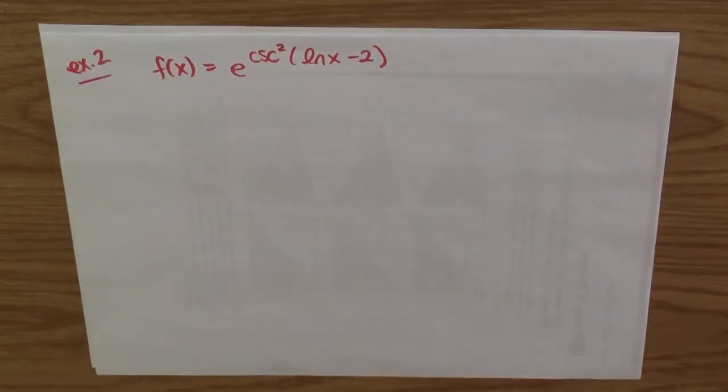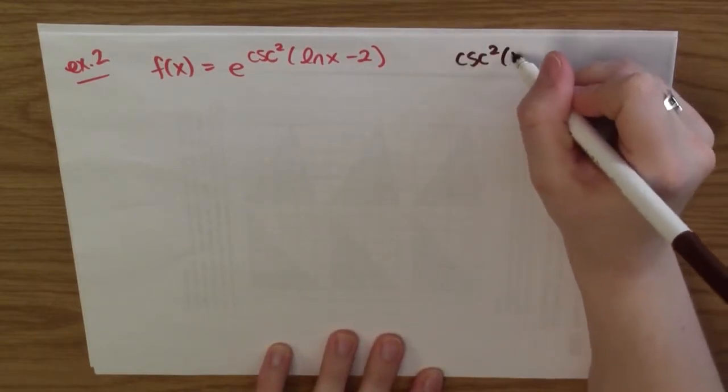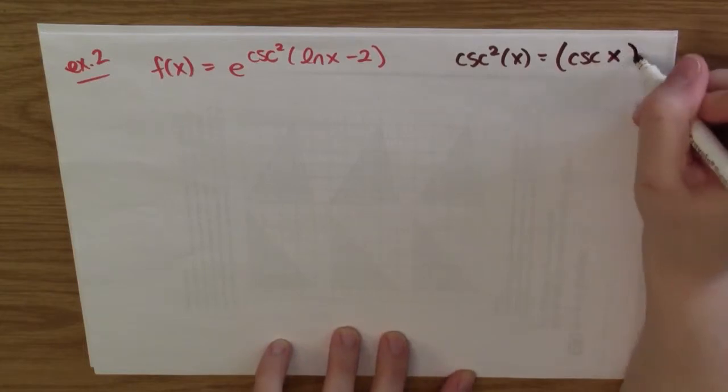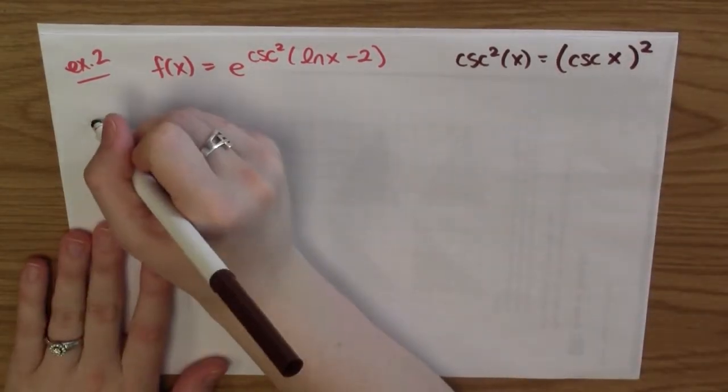That's the derivative. The second function that we want to differentiate is f of x equals e to the power cosecant squared natural log x minus 2. Remember that natural log and log are the same thing in all of our videos. Also, remember that cosecant squared of x is the same thing as taking the cosecant function and squaring the whole thing. So I take the derivative of this function.